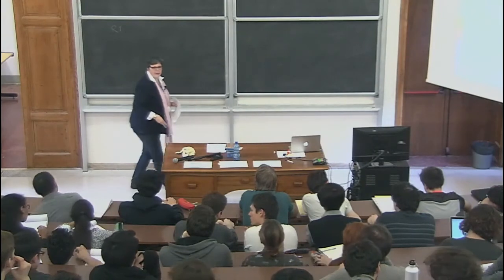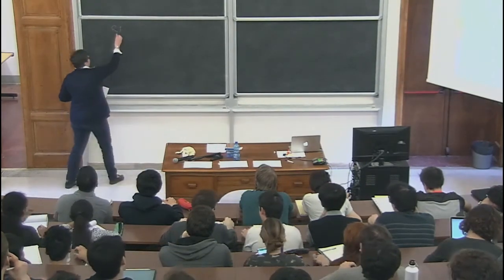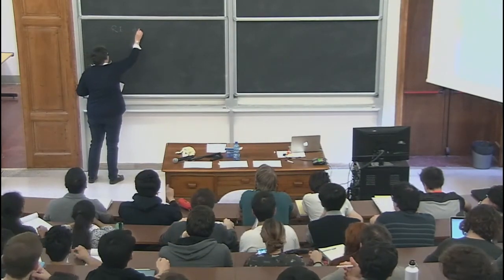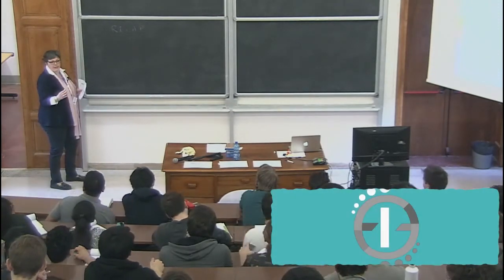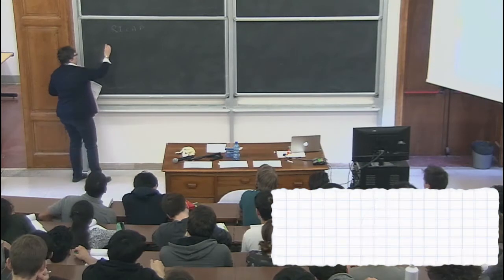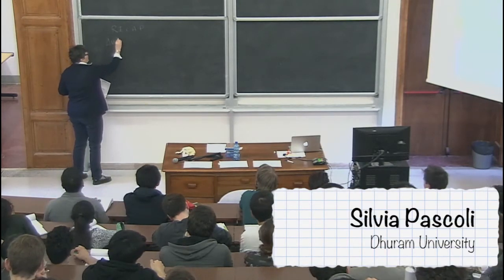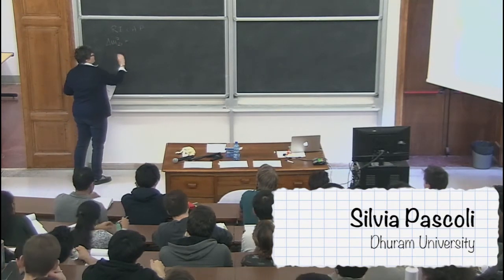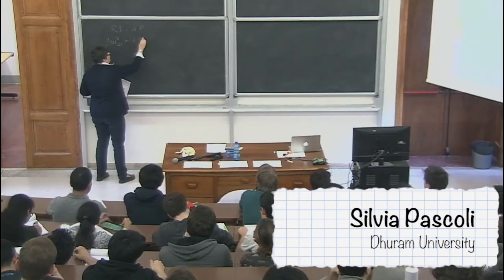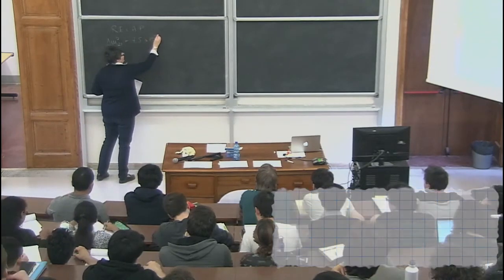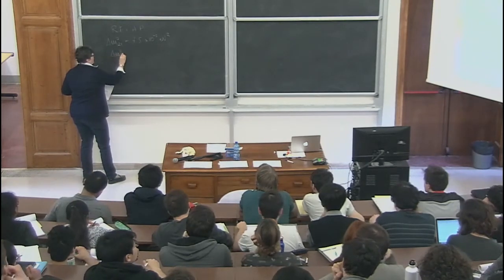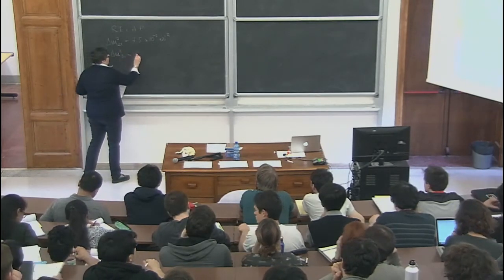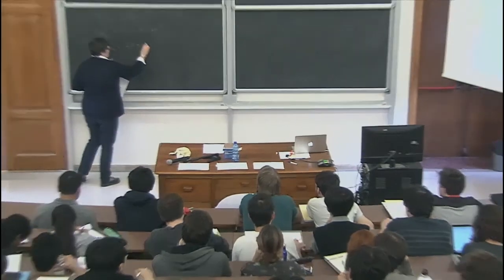Okay, so let's do a recap from yesterday. What we discussed was the current status of neutrino physics, in particular neutrino parameters. So we saw that we have two mass square differences which have been measured, one around 7.5 10 to the minus 5 eV squared, and another one around 2.5 10 to the minus 3 eV squared.